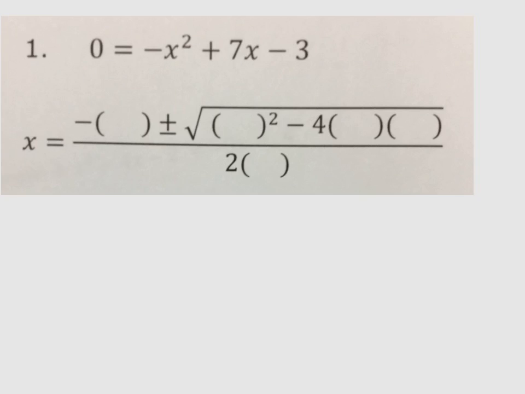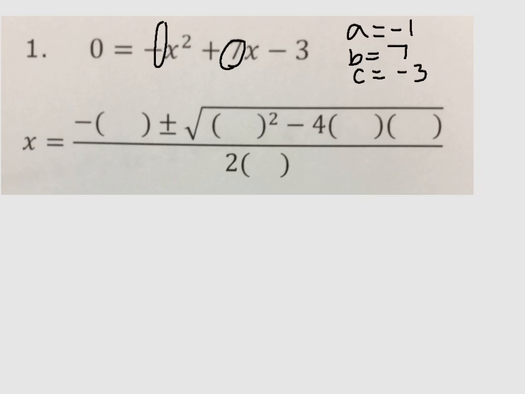So here's an example. We're just going to start right off the bat. First, I want you to identify what each thing is. A equals negative 1. See where I got that from? There's nothing there. B equals 7. And C equals negative 3. Now, the quadratic formula is right above where we just wrote it, and it's also on your formula chart, so it's not something you have to memorize. You will have it on every test, as long as you have your formula chart out.